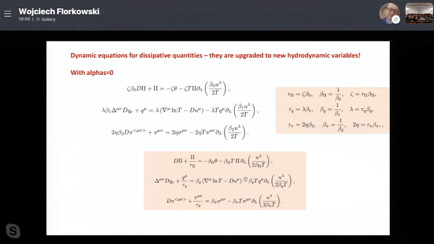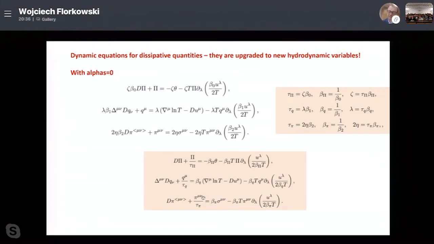From the mathematical point of view also, the character of the equations is completely changed, and this allows us to have a causal description. To summarize, the dissipative quantities are upgraded to a new level. They should be treated in the same way as the temperature and flow. So for instance, you can start solving the equation with some initial values for the bulk pressure, some non-equilibrium value, and also with given conditions on some boundary surface for Q mu and pi mu.